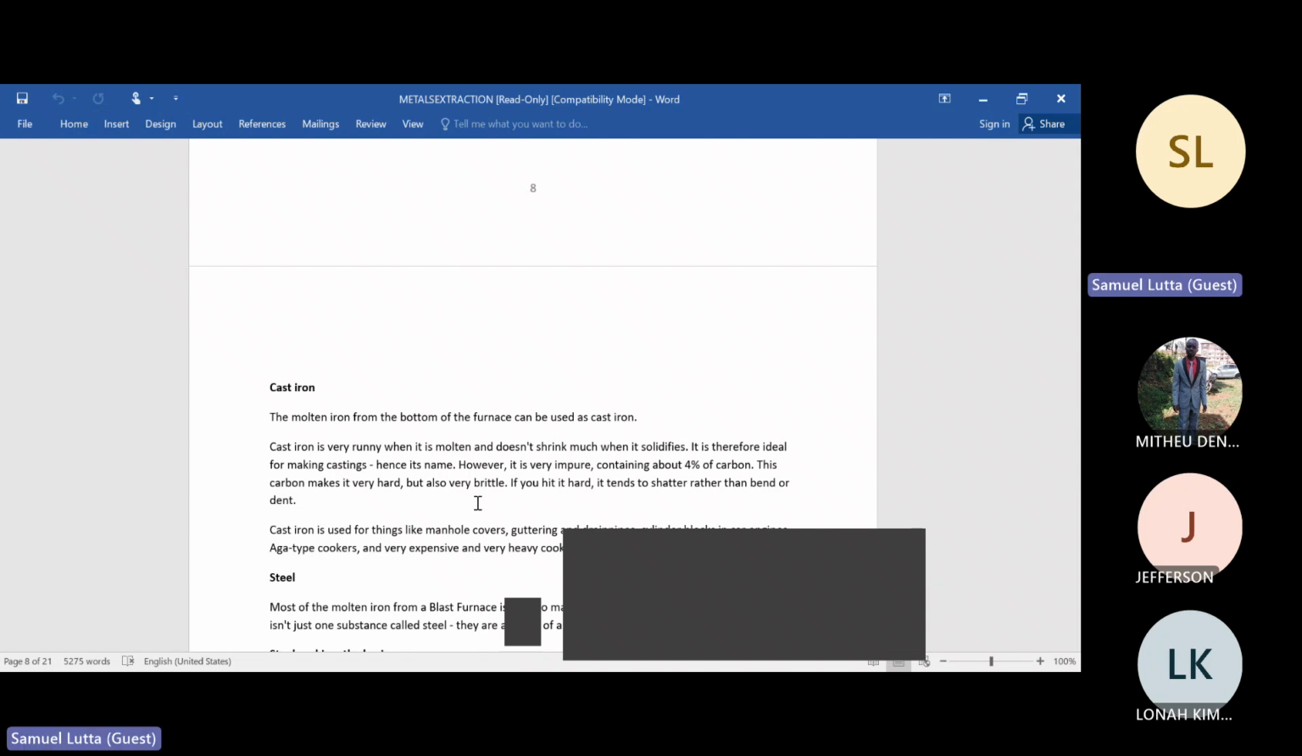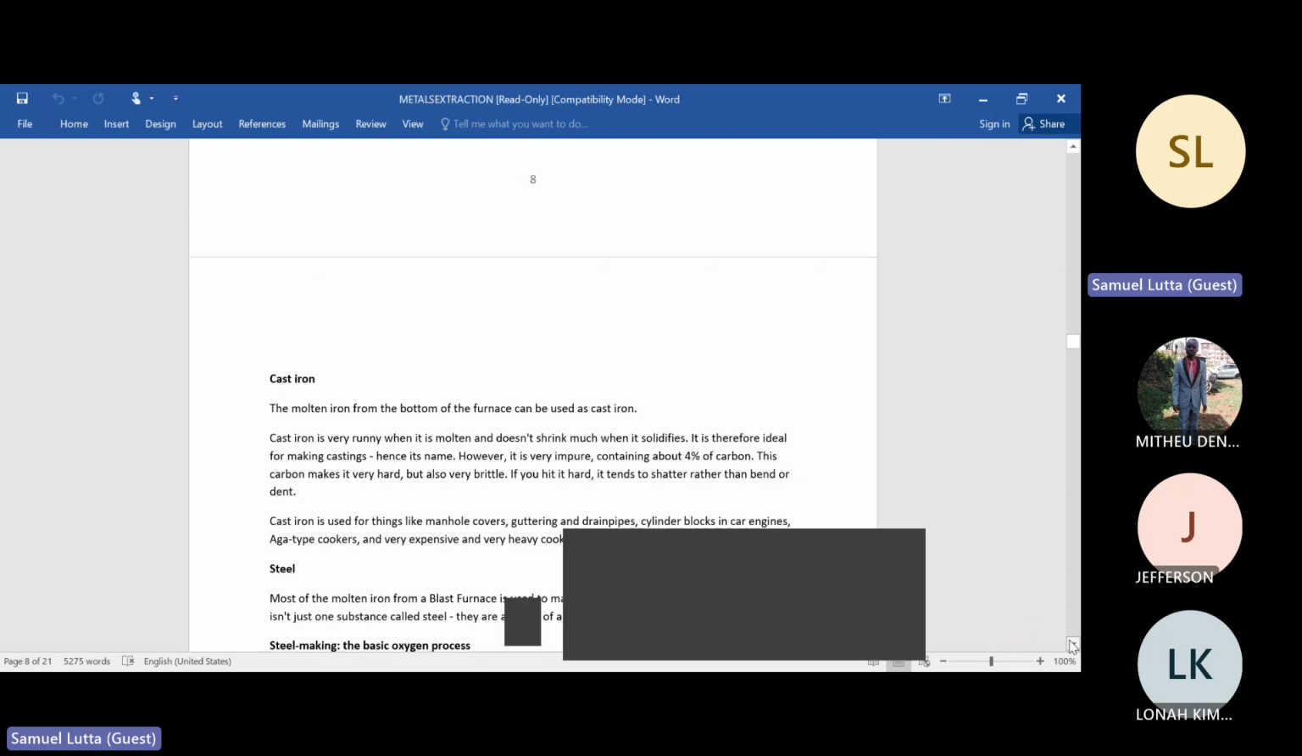It's also not very pure, so it contains about 4% carbon, and this carbon makes it very hard and also very brittle. That means it's easy to break, and it tends to break rather than bending. When you try to bend it, it breaks. So cast iron is used to make things like manhole covers, guttering, drainage pipes, gas blocks, and so forth, where bending is not needed. So it's used to make flat surfaces.